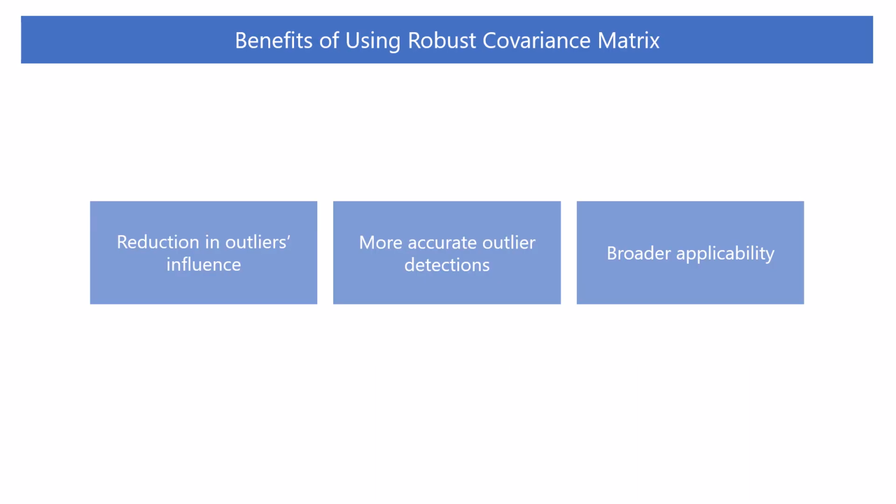Using a robust covariance matrix has the following advantages. First, it reduces the influence of outliers. It eliminates the problem of covariance matrices being distorted by outliers. Second, it improves the accuracy of outlier detection. It enables more accurate detection of true outliers. Third, it expands the range of application. More robust outlier detection is possible even when data does not perfectly follow a normal distribution.